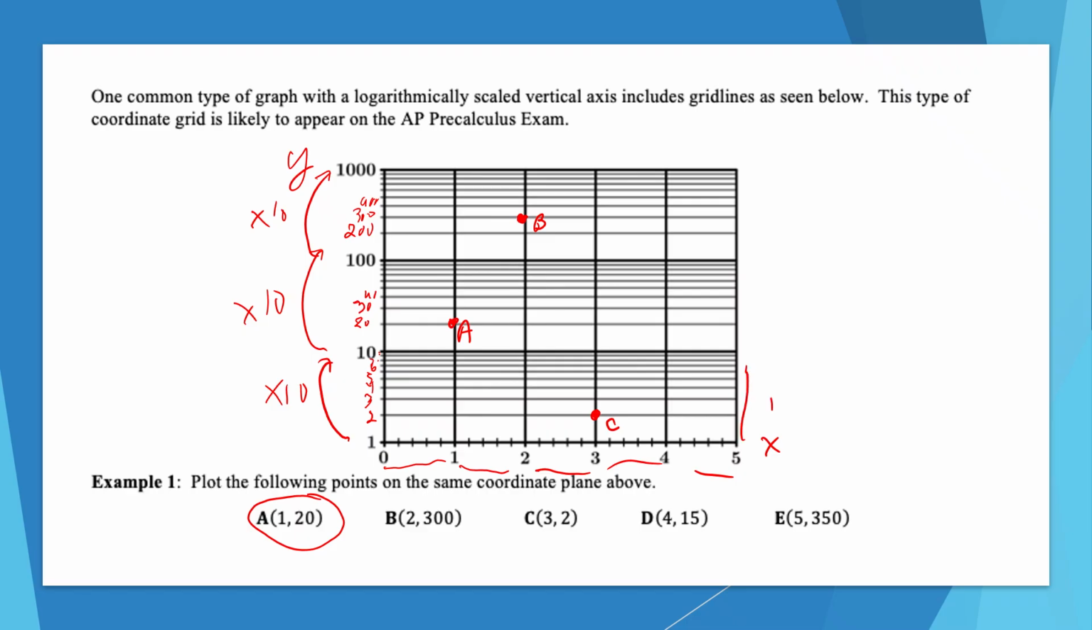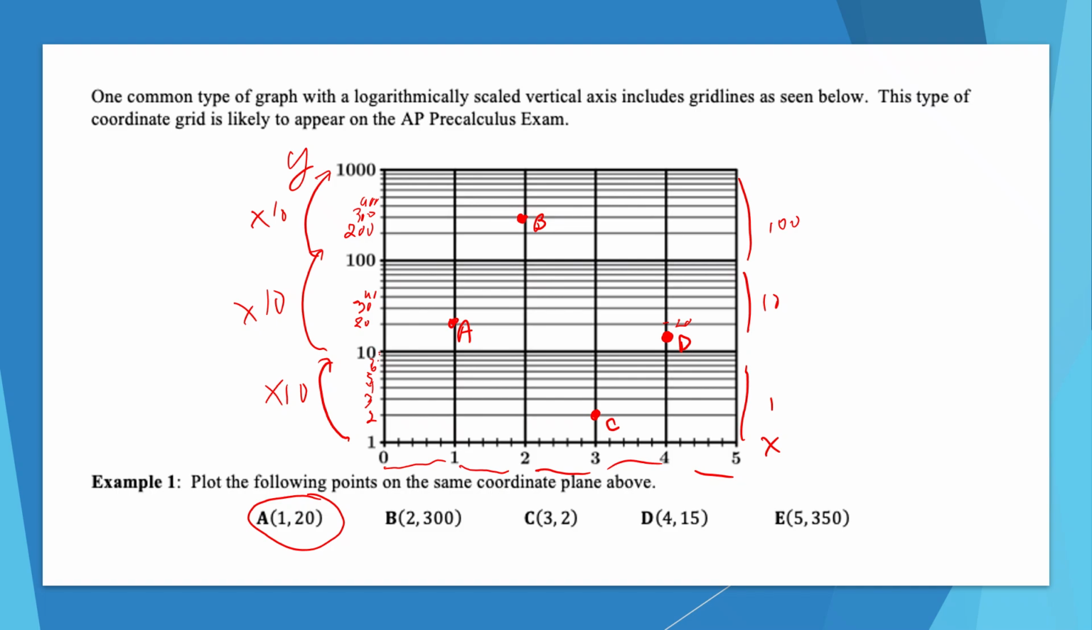So remember, these are all jumps by 1. From here, jumps by 1. This is jumps by 10, and then these are jumps of 100. D is 4 comma 15. So 4, and then we go 10, and we know 20 is here. So 15 is going to be kind of around the middle, so that's where I'm going to put D.